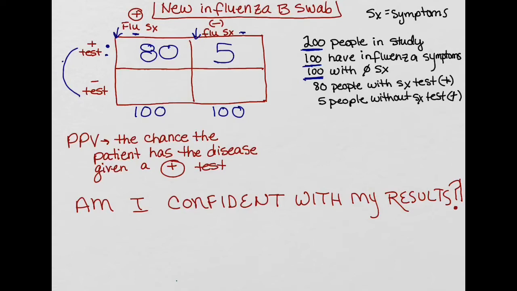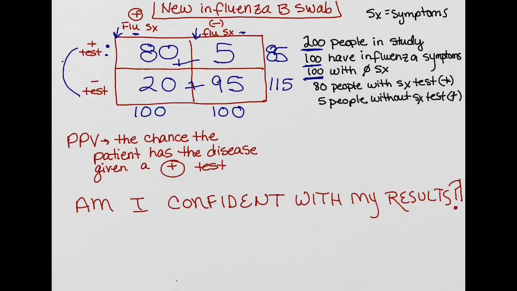And the rest is easy to fill out because it has to equal 100. Those with flu symptoms who had this new flu test swab done and tested negative would be 20 of them out of the 100. And those that do not have flu symptoms and tested negative would be 95. Then you want to add these together, 80 plus 5, and then add together the 20 plus 95, which gets you 115.